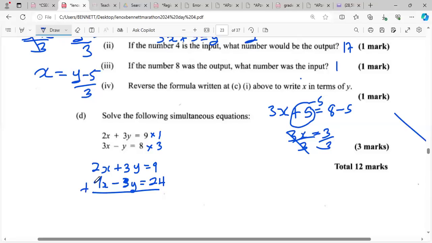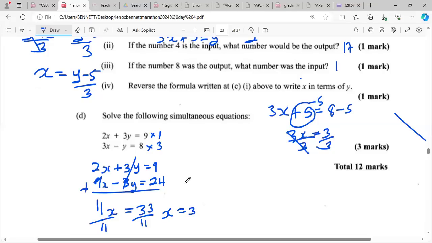So 2 plus 9 would give me 11x. As I said, this is going to give us 0. 9 plus 24 gives us what? That's a 33. So you divide by 11. So therefore, x is equal to 33 divided by 11, which is 3.